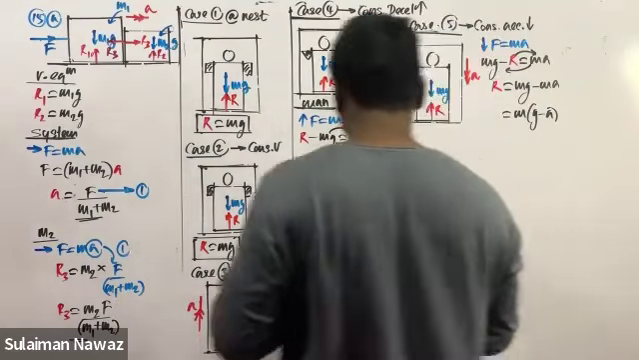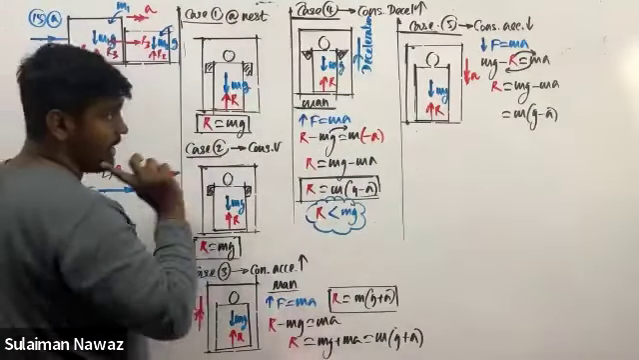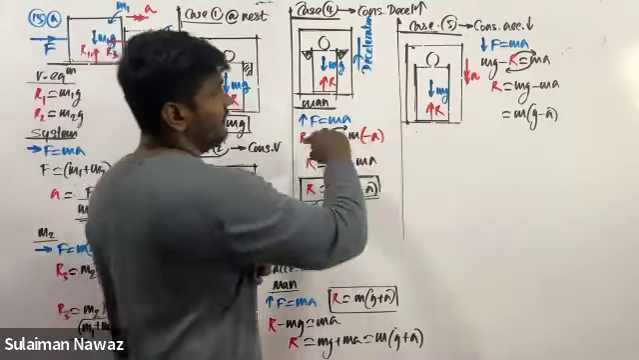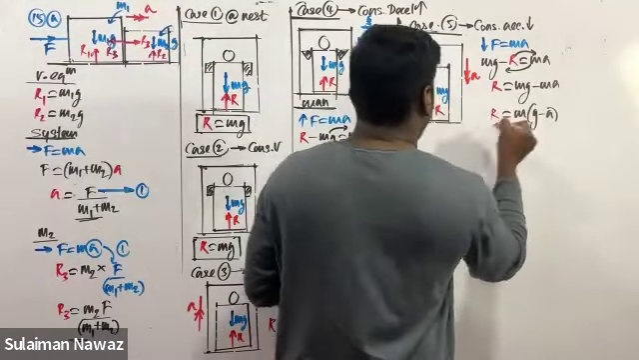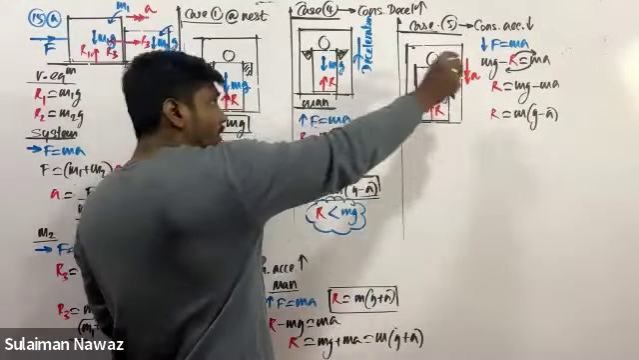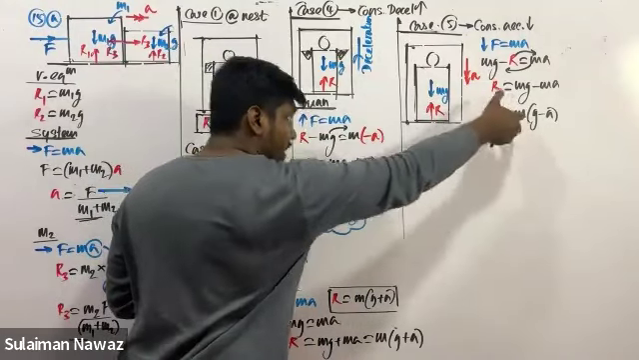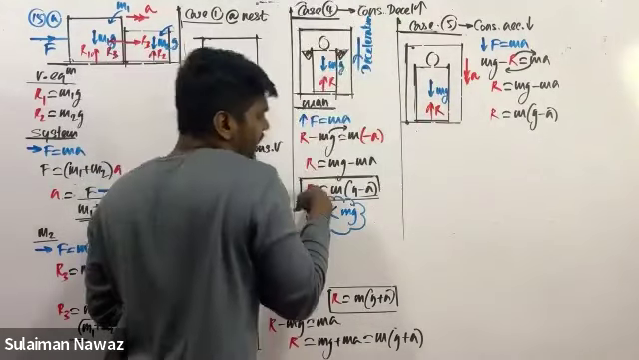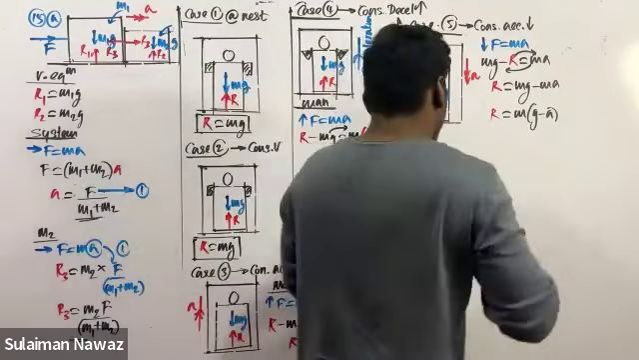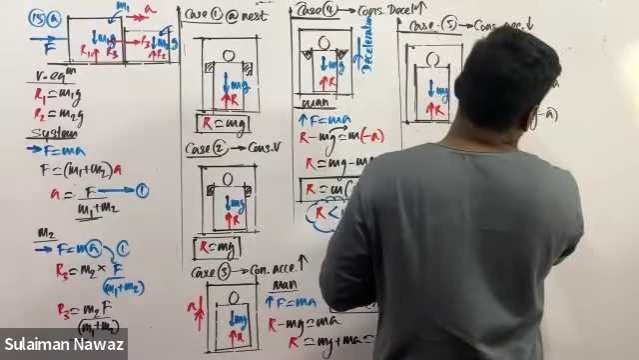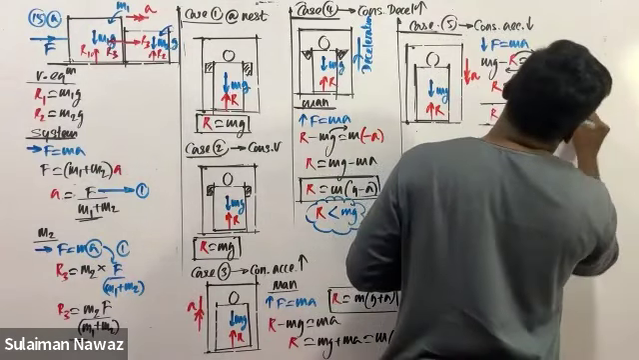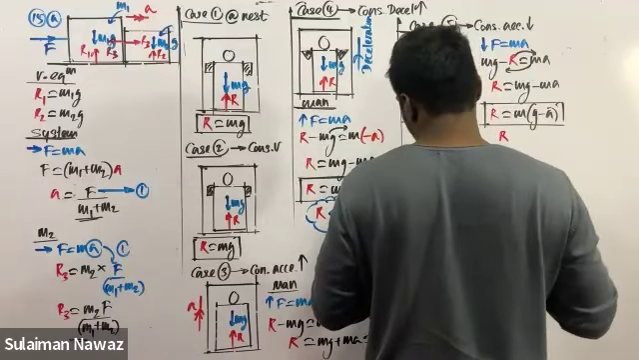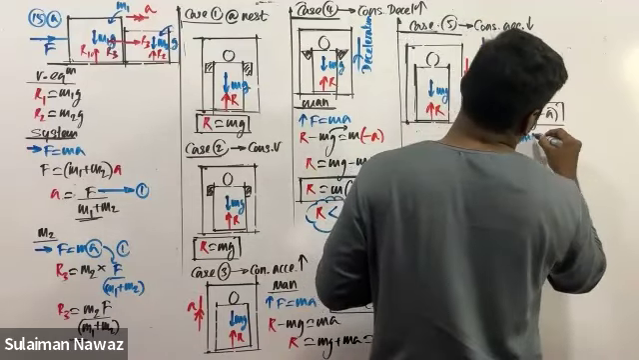Now you will get a relationship between case 4 and case 5. When the lift is accelerating downwards, the normal reaction force is mg minus ma. When the lift is decelerating upwards, the normal reaction force is also mg minus ma. These are important relationships. Finally, we'll put a small summary. But now write down: now also R is less than weight mg.